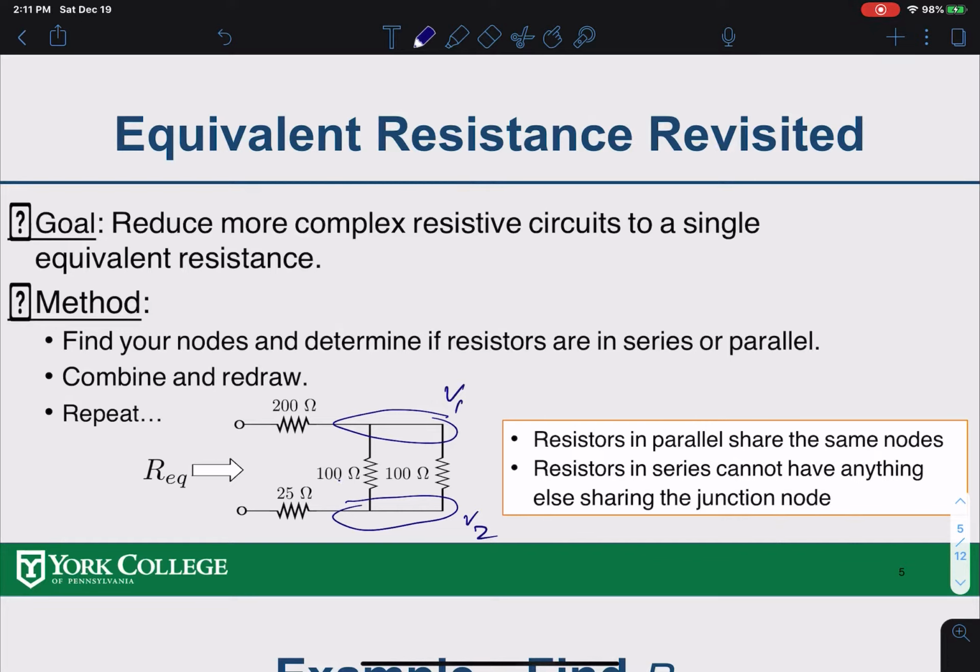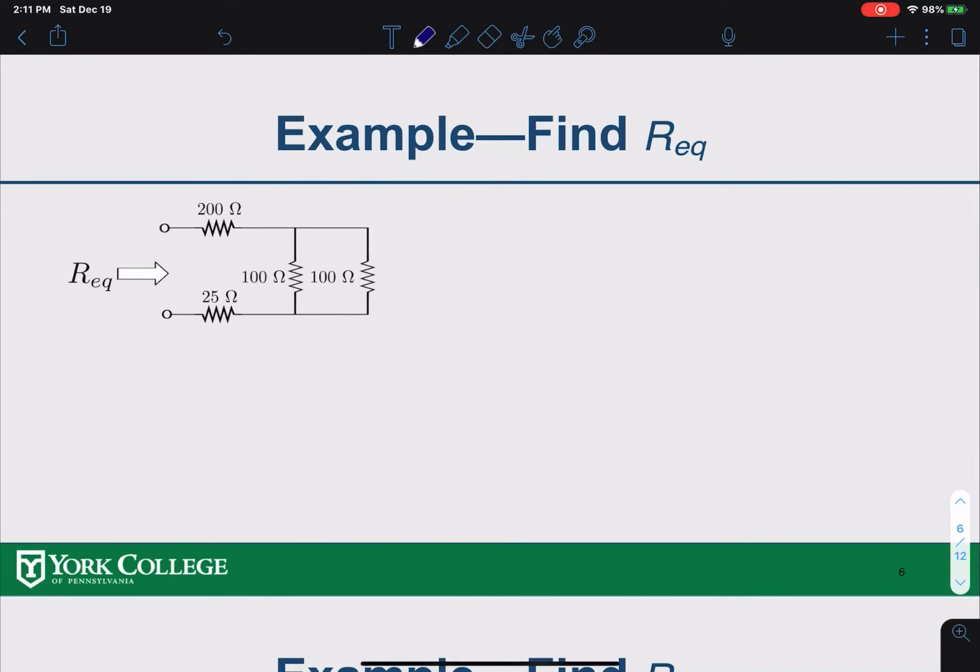Start from there, and then we'll see how the circuit looks. I know that these two are in parallel connection here, so we'll make one out of these two. So let's draw that.